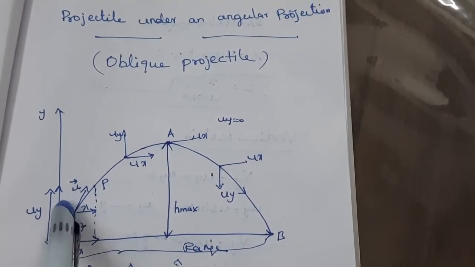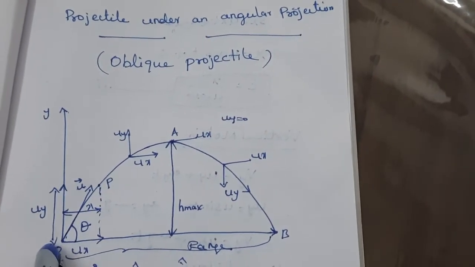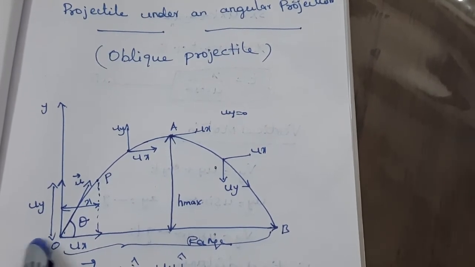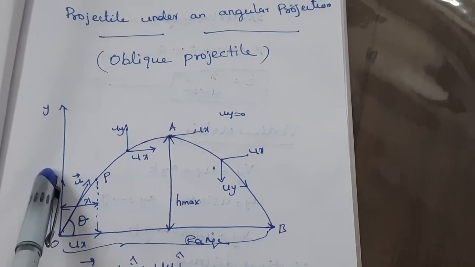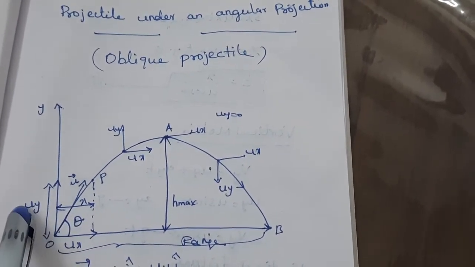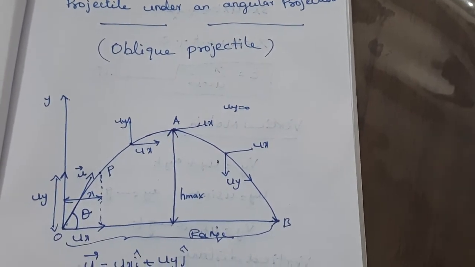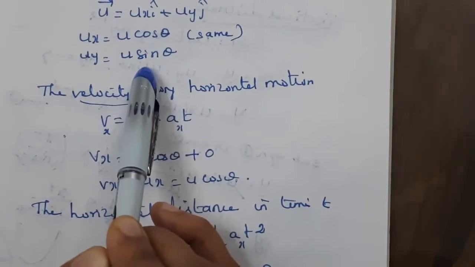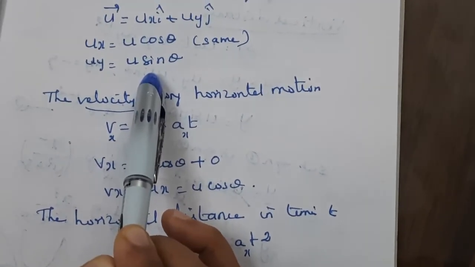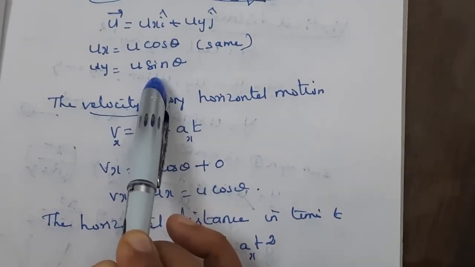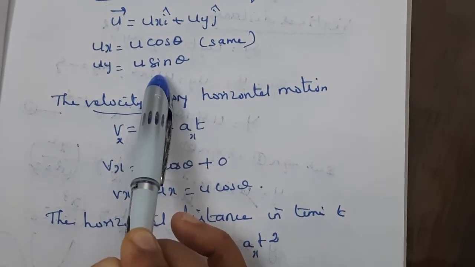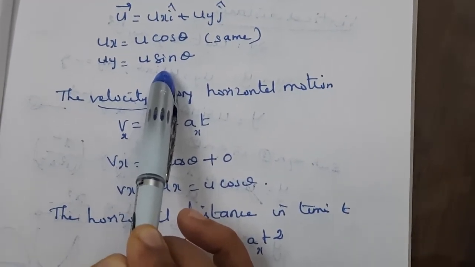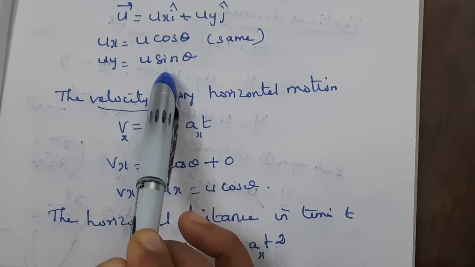In this, the initial velocity can be resolved into 2 components. One is along the x-axis and one is along the y-axis, that is ux and uy. That can be written as ux is equal to u cos theta and uy equal to u sin theta. Here we have discussed in the horizontal direction what is the velocity and distance, and in the vertical direction what is the velocity and distance.